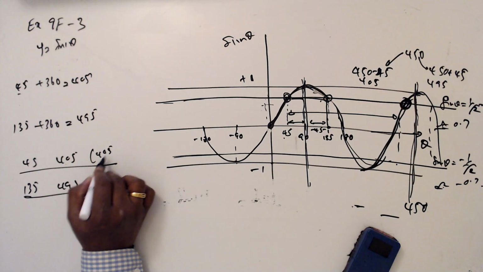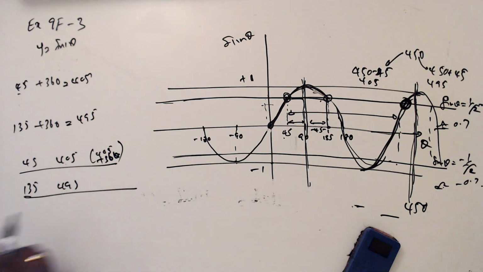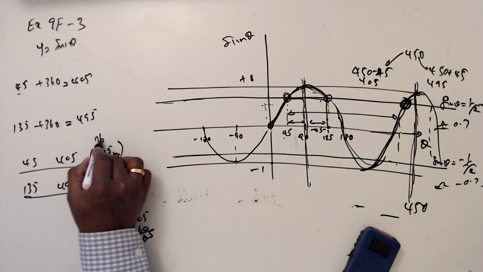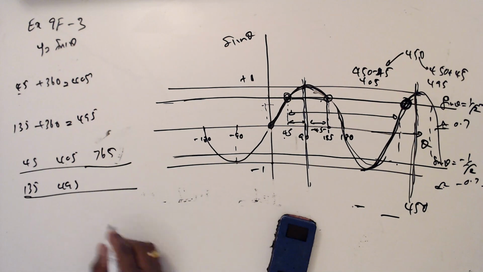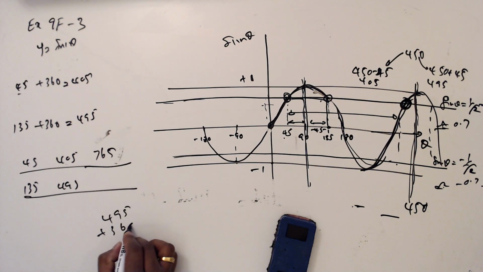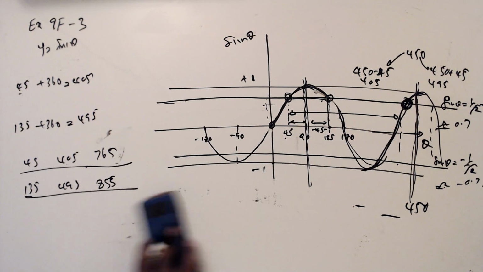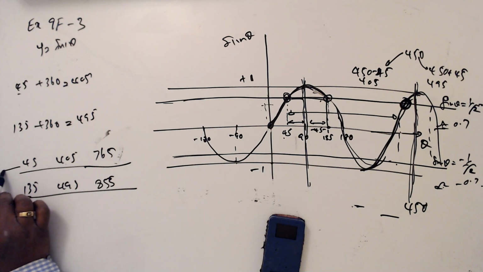405 plus 360 is 765. The next one is 765. What is the other one from here? 495 plus 360, 855. And if you want to go further, add 360 and go further. If you want to make it minus, what you need to do? Go backward.